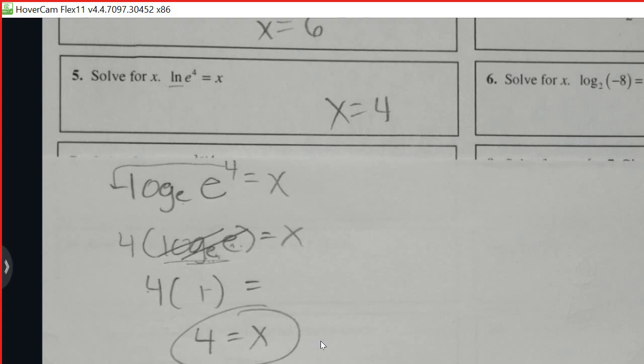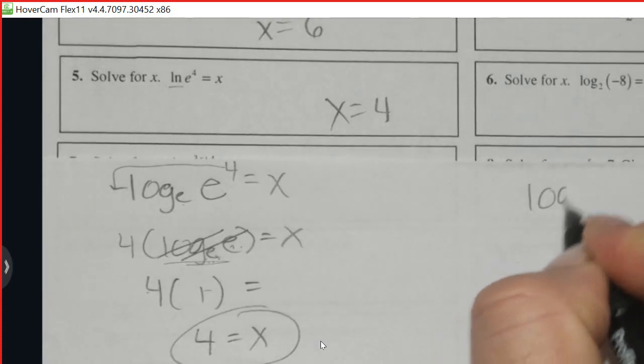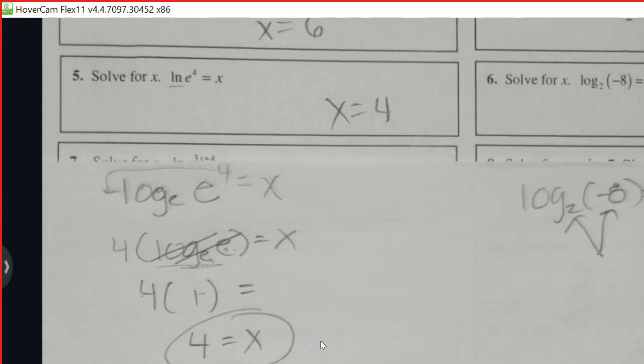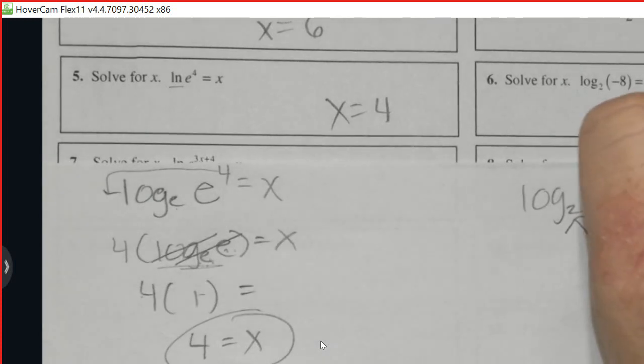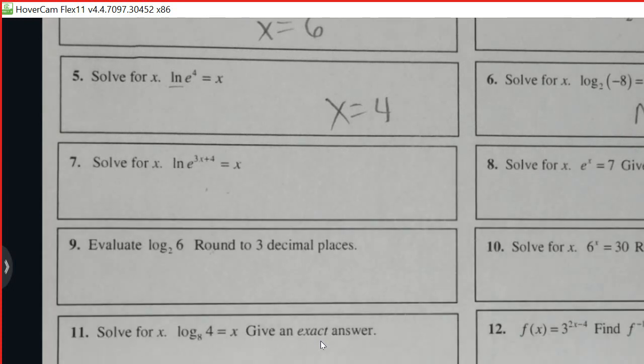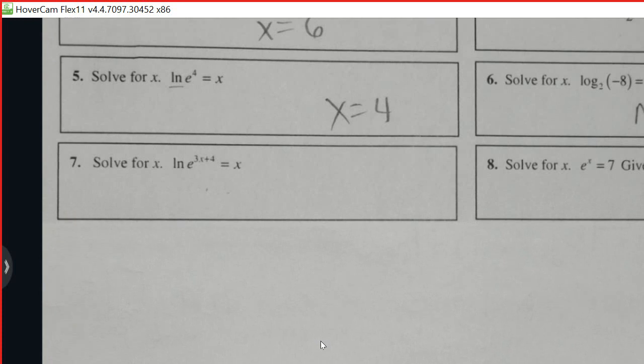Let's take a look right now at number 6. I went over this just a little bit ago, so I have log base 2 of negative 8 equals x. I'm not even going to go any further. This number and this number have to always be positive. And if they're not, you can't do it. So this is none. What is the answer? There's none. Or maybe you want to write it's undefined. Let's look right now at number 7 and number 8.